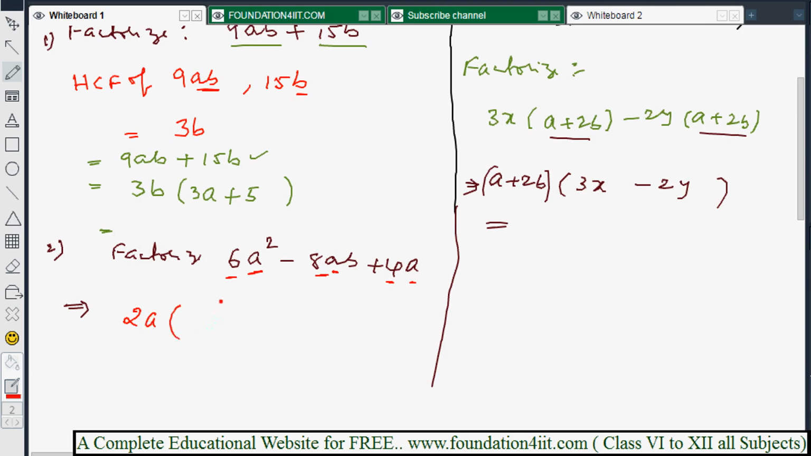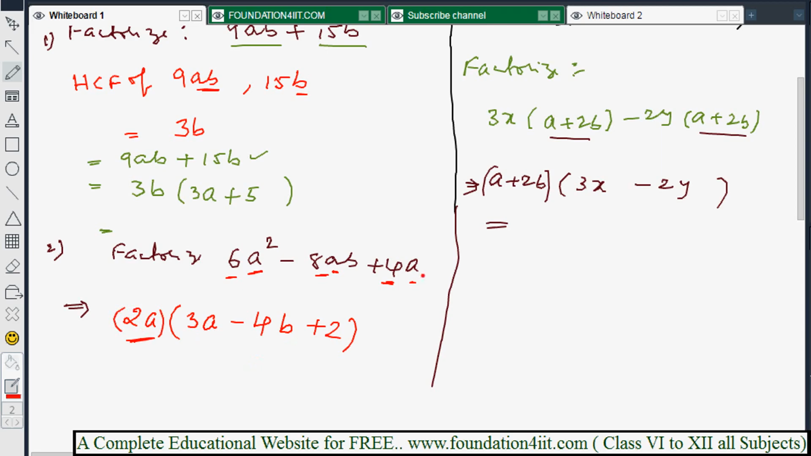Now take 2a common. The remaining is 3a, because 2 times 3 is 6. From 8ab, the remaining is minus 4b, because 2 times 4 is 8 and a is already common. Plus 2, because 2a times 2 is 4a. If you multiply again, the same question should come, since we already learned multiplication using algebraic identities. So the answer is 2a into (3a minus 4b plus 2).